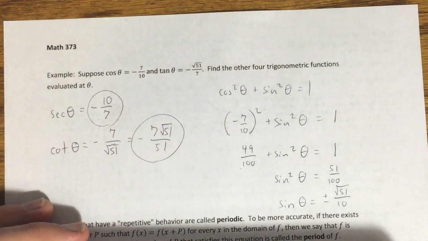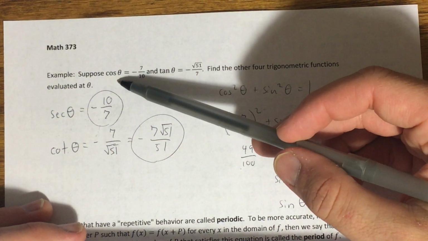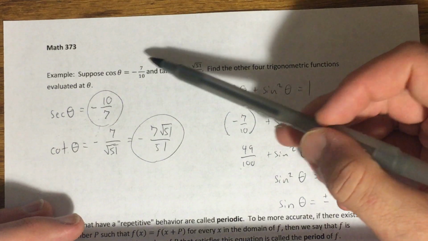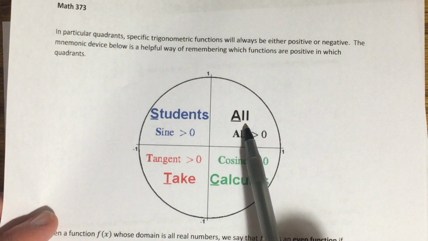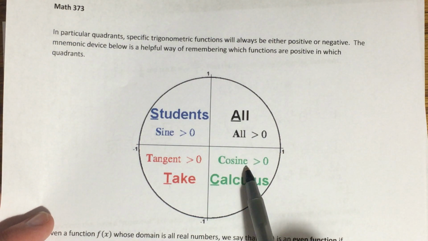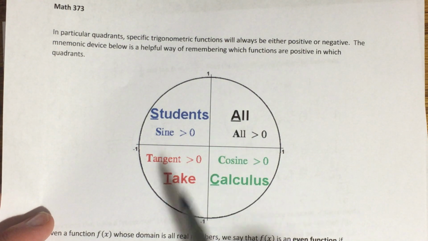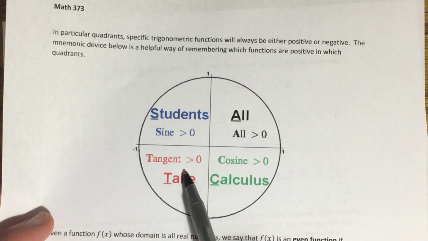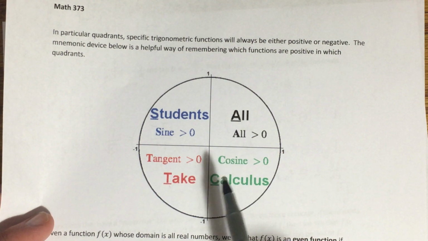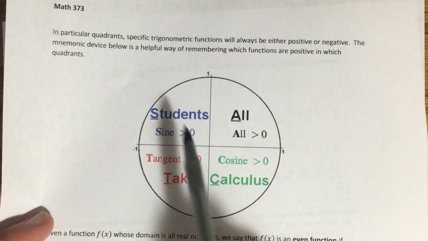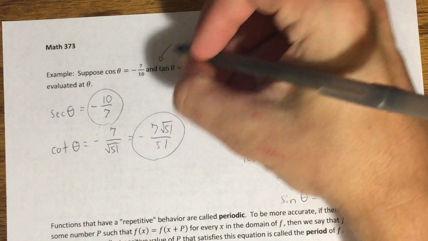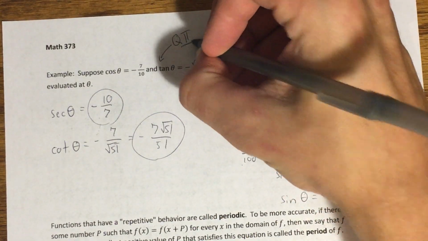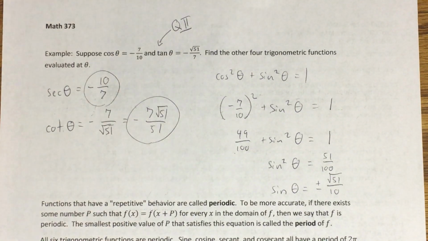Now looking at my given information, we're told that cosine and tangent are both negative numbers. If you notice, that rules out quadrants 1, 3, and 4. In quadrant 1, all functions should be positive. Here, tangent should be positive. Here, cosine should be positive. But if both cosine and tangent are negative, that must mean we're in quadrant 2. Okay? So I'm going to make a little note of that. This information means that we are in quadrant 2, Q2 for quadrant 2.